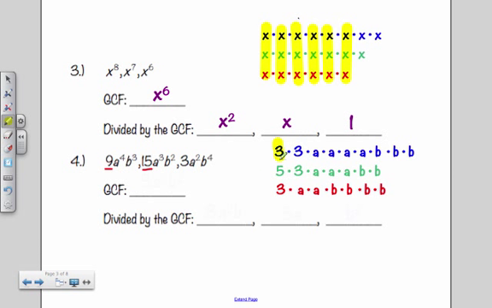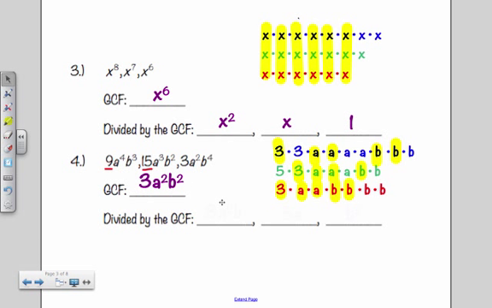So I've got a 3 in common, I've got an a in common, I have another a in common, and I have 2 b's in common. So that turns out to be 3a to the 2nd power b to the second power is my GCF.